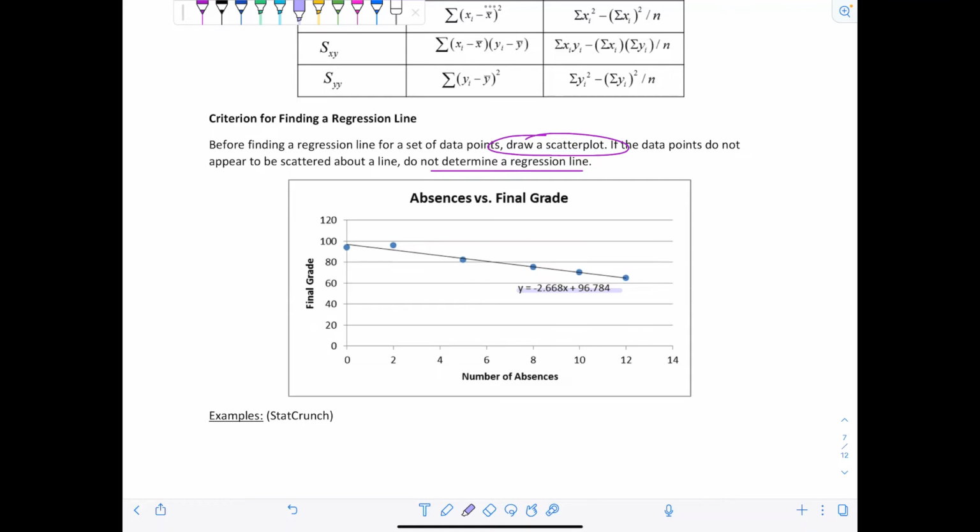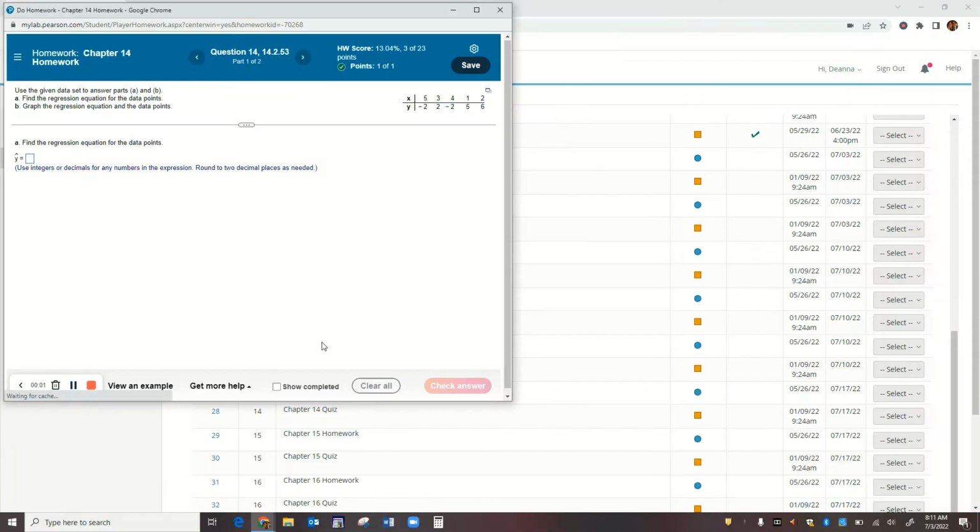So let's hop into StatCrunch right now. I want to show you a couple other examples of how to find the equation of the regression line in there so you can get through your homework. All right, so let's get into doing some regression. This is question 14. Use the given data set to answer parts A and B. A says find the regression equation for the data points.